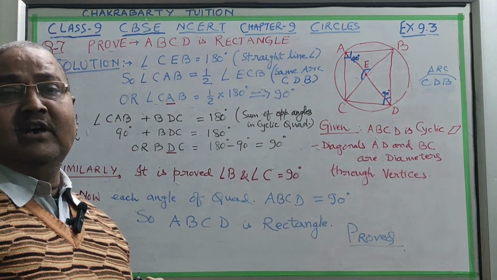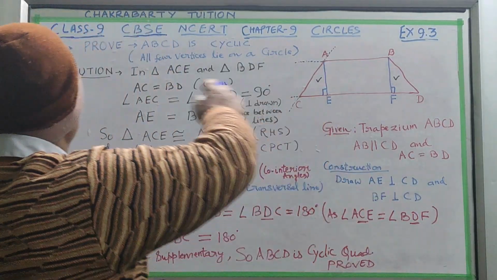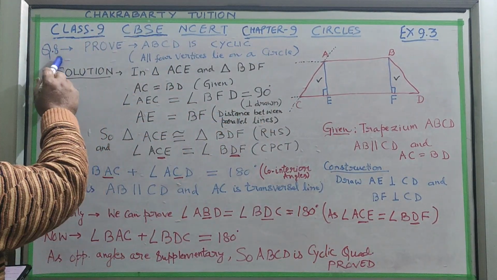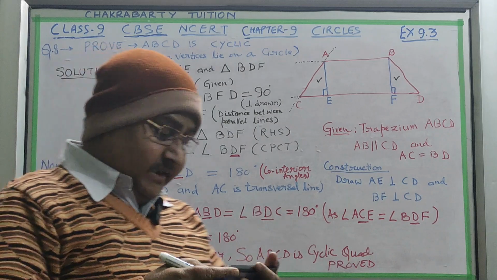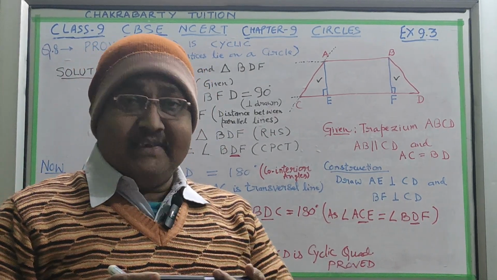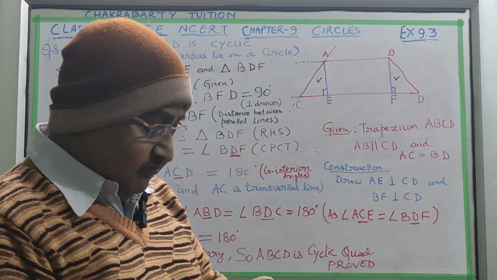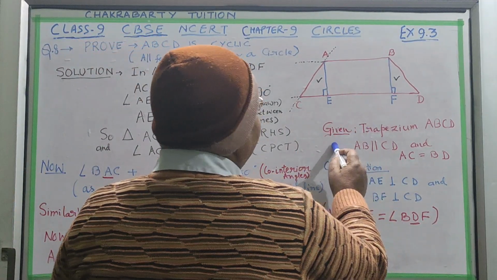Okay. Now we will cover question number 8. Hello, today the next question we are going to cover is question number 8. What does it say? If the non-parallel sides of a trapezium are equal, prove that it is cyclic. First thing, one trapezium. So what is given?